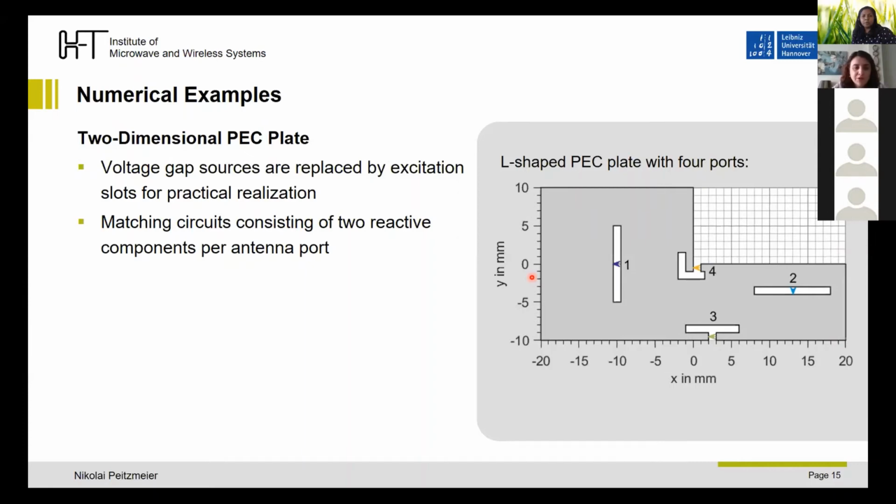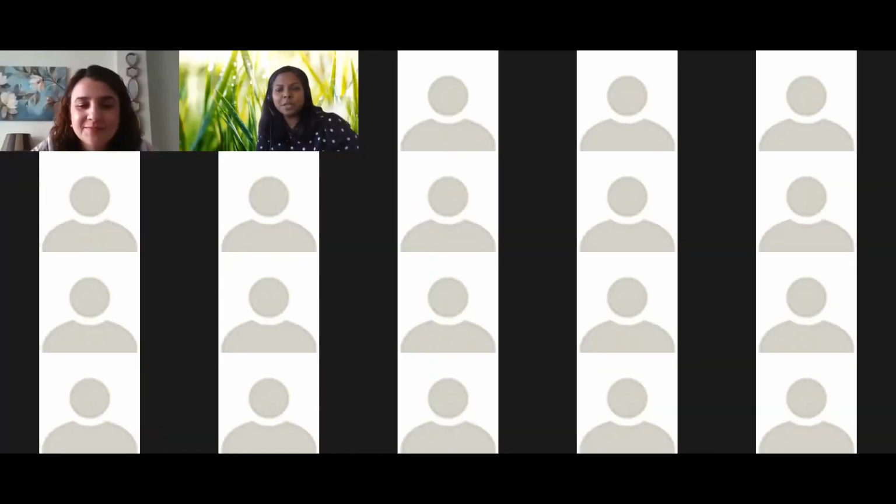Okay. I think we should go to the next speaker. Yes. Thank you so much, Nikolai, once again for your presentation and for the interesting discussions afterwards. So let's move to the second presentation now, given by Huli on the pattern synthesis for single antennas using TCM. So you can share your screen, Huli.